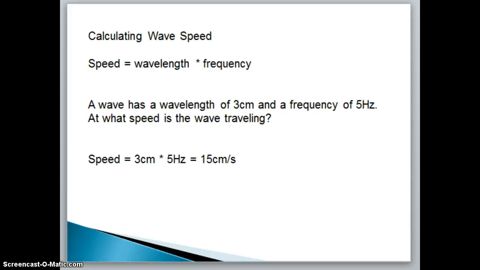So if we had this situation where a wave has a wavelength of 3 centimeters and a frequency of 5 hertz, we can calculate how fast that wave is traveling by taking the wavelength of 3 centimeters and multiplying it by its frequency of 5 hertz, and that gives us a speed of 15 centimeters per second.